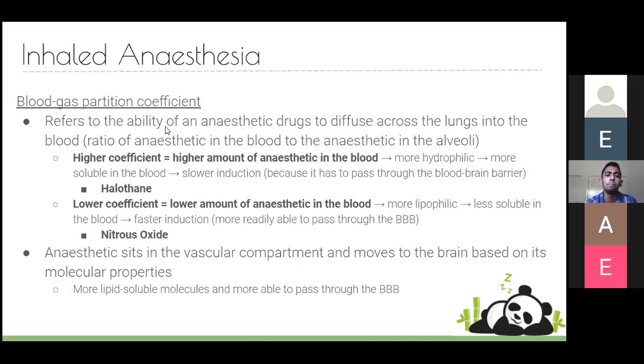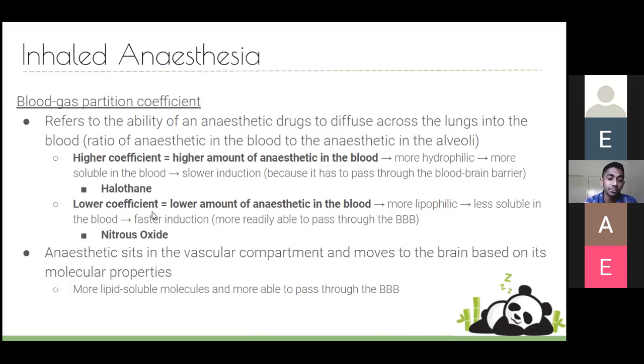Basically, it refers to the ability of an anesthetic drug to diffuse across the lungs into the blood, and it represents the amount of drug that's in your blood. I think that's the easiest way to think about it. If you've got a higher coefficient, you've got a higher amount of drug in your blood, it's more hydrophilic, and so it's not going to move into the brain as quickly. It's not going to cross the blood-brain barrier as fast, so it has a slower induction and works slower on the brain.